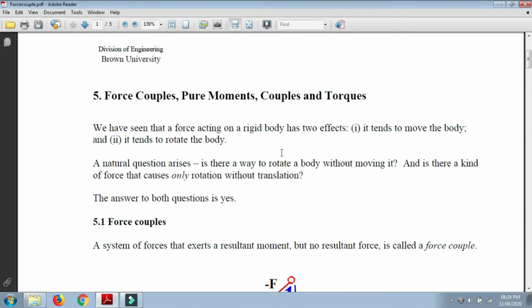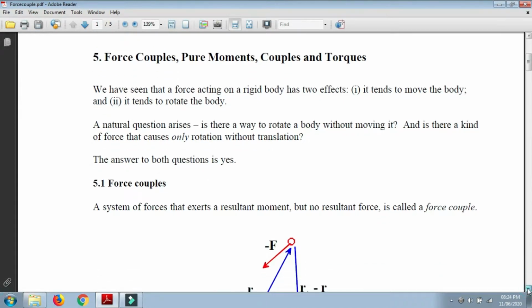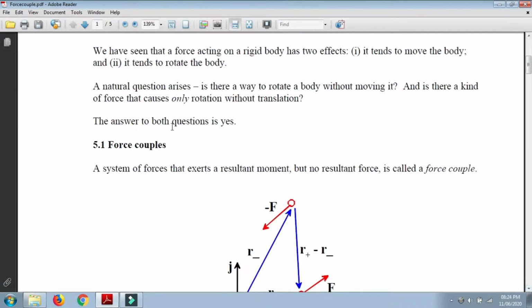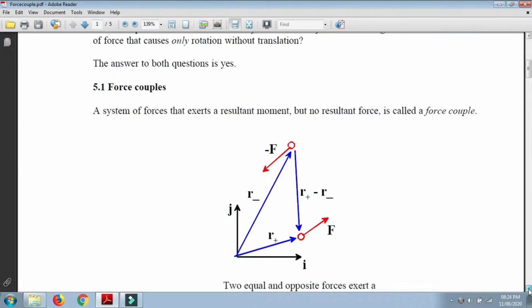Let's see when it comes, and you will be able to understand that. The answer to both questions is the force couple. What is it? A system of forces that exerts a resultant moment but no resultant force is called a force couple. Very, very important. A system of forces that exerts a resultant moment but no resultant force is called a force couple.